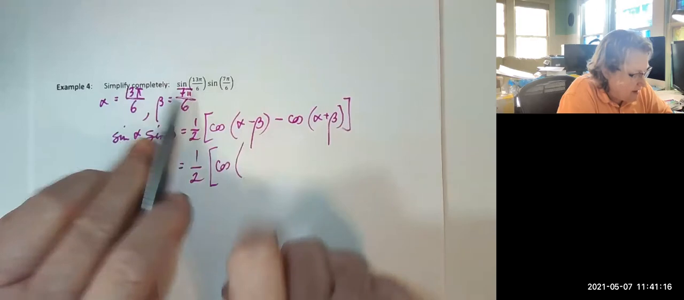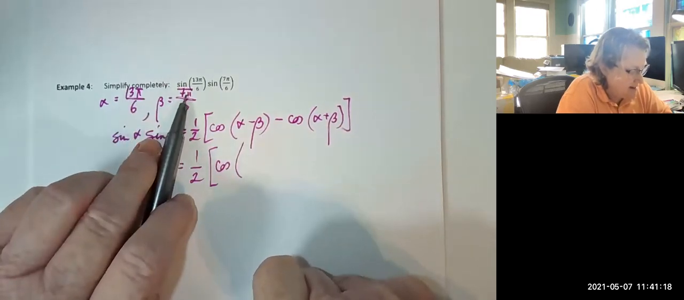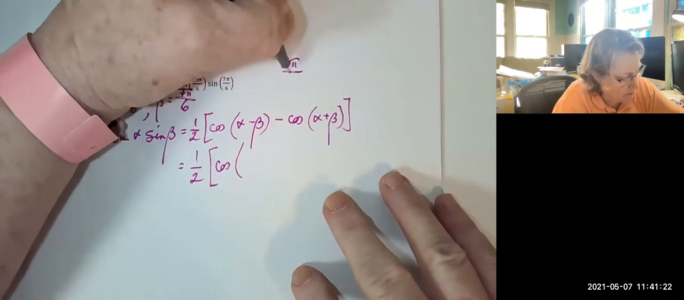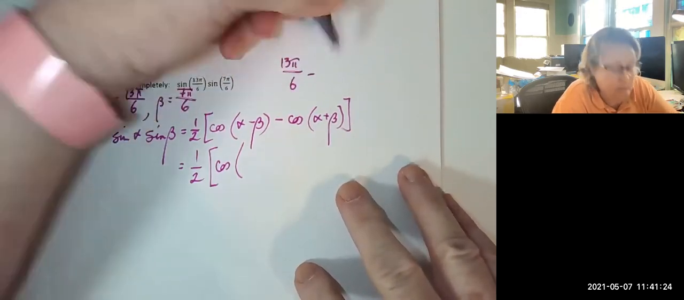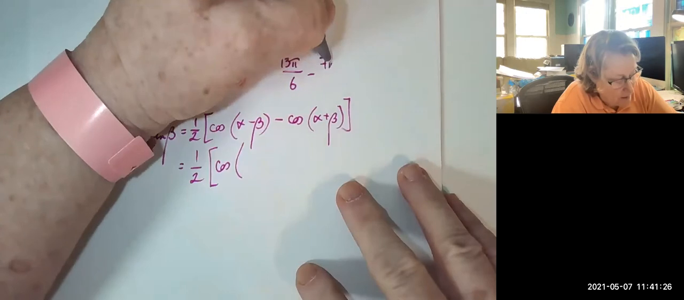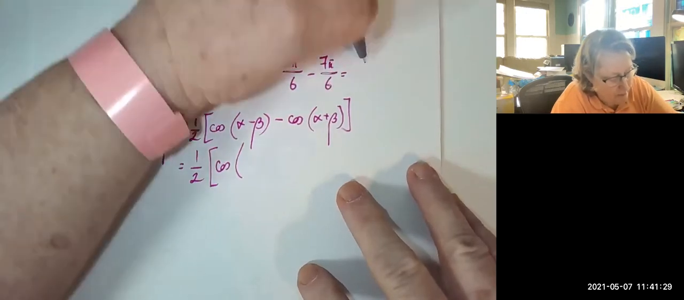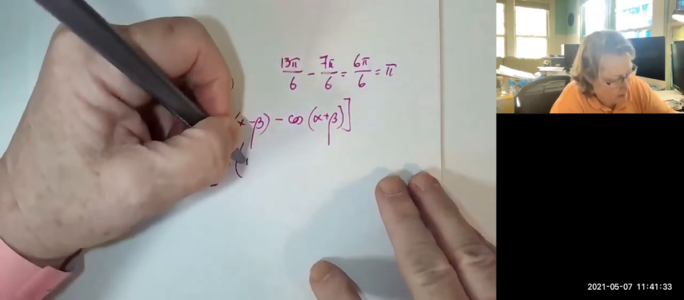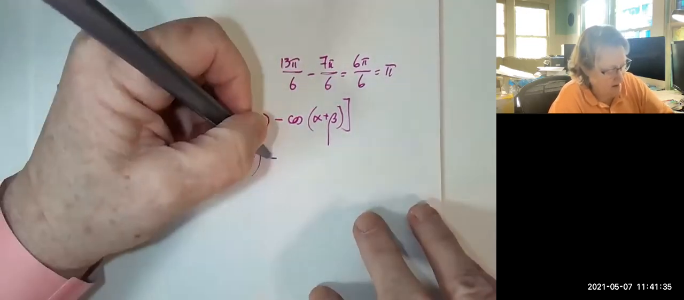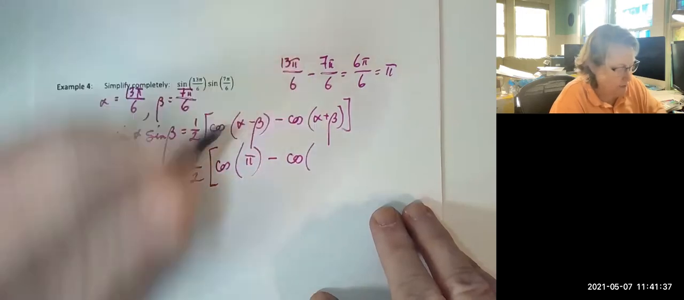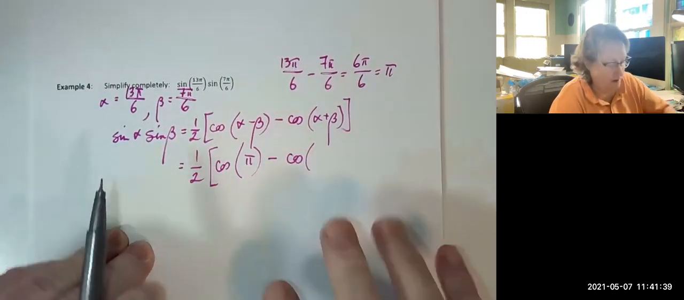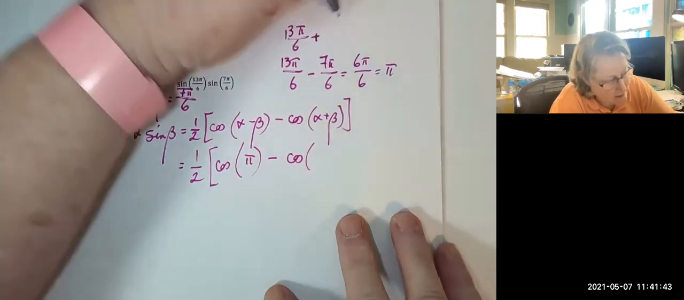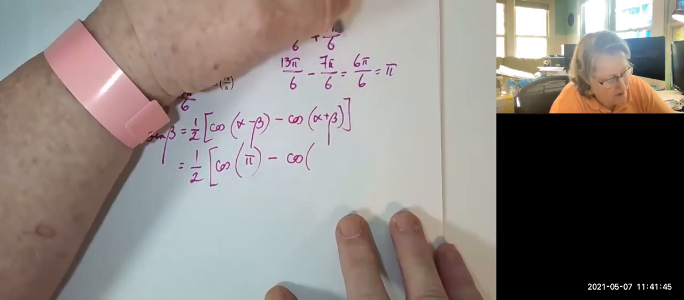Alpha minus beta, 13 minus 7 is 6. So 13 pi over 6 minus 7 pi over 6 is 6 pi over 6, but that's pi. So we've got cosine of pi minus cosine of, and now we're going to add alpha and beta, 13 pi over 6 plus 7 pi over 6.